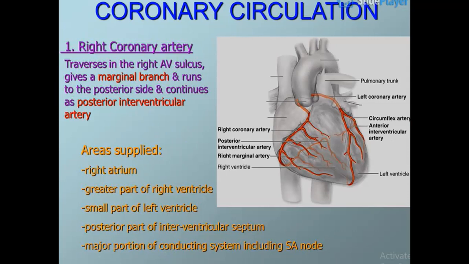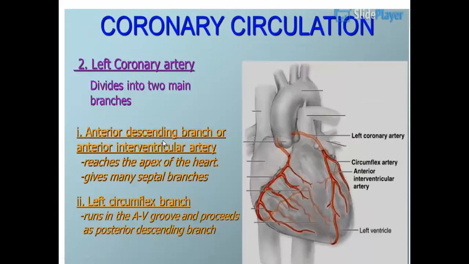So the conducting system of the heart will have the SA node, the AV node, the bundle of His, and then the Purkinje fibers, which we'll talk about later in physiology. And most of them are supplied by the right coronary artery. Now, the left coronary artery.